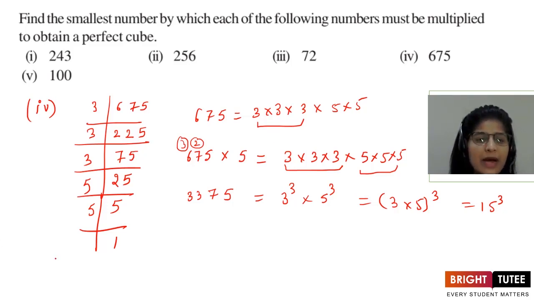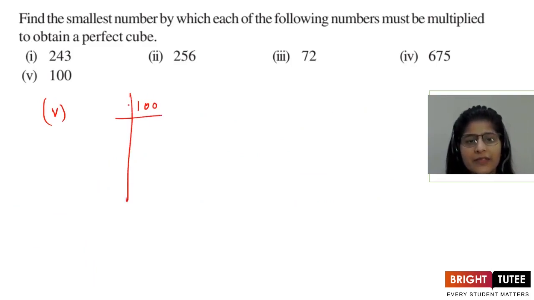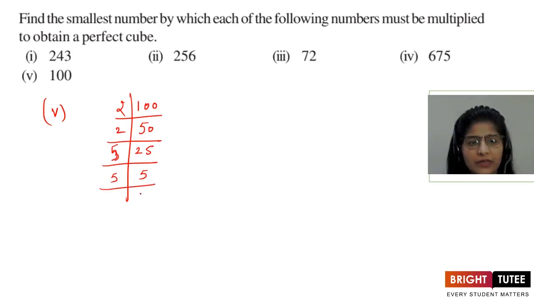Let's do the last part, that is 100. In the fifth part, we are given 100. So let's try prime factorization. 100, then dividing with 2 we get 50, then 25, then with 3, okay, with 3 what we will get? 3 it is not divisible, then with 5, 5 5s are 25, so we get 100 as 2 cross 2 cross 5 cross 5, right?